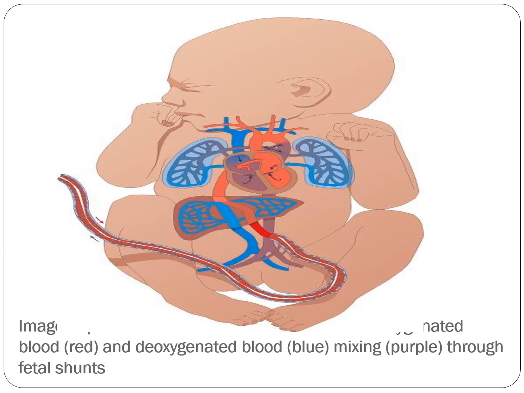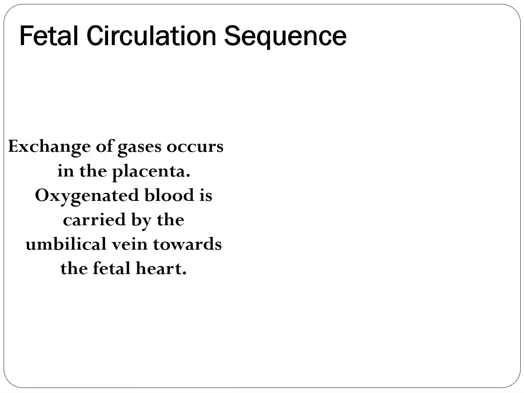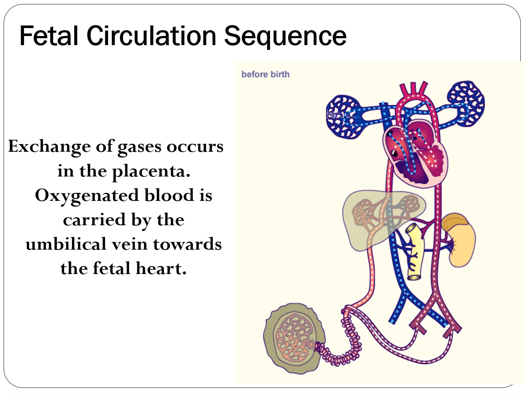As mentioned, you can see here the image. If it is red, it is oxygenated, and if it is blue, it is unoxygenated. Mixing proper to the fetal, very rare yon kasi nagsashunting tayo. By the third month of development, all major blood vessels are present and functioning. The fetus must have blood flow to the placenta. The resistance to blood flow is now high in the lungs. Exchange of gases occurs in the placenta.